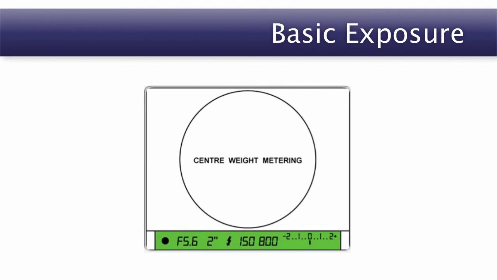Center weighted metering is one of the more common styles of light meters built into cameras today. Approximately 75% of the metering area is directed towards the center of the image, while 25% is distributed around the outside of the zone of center-weighted metering.